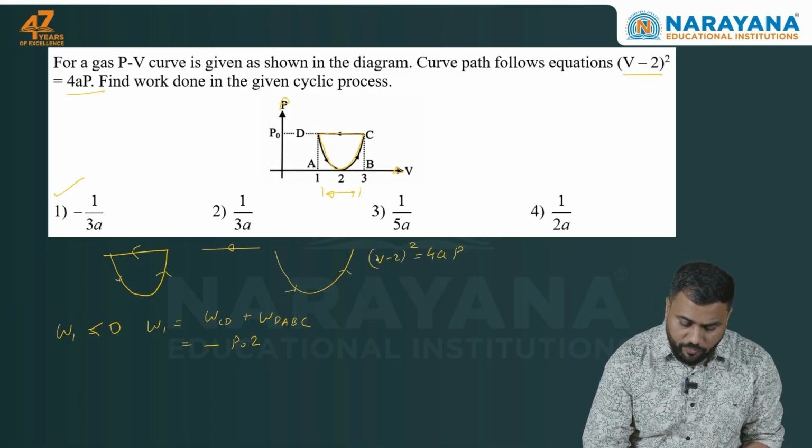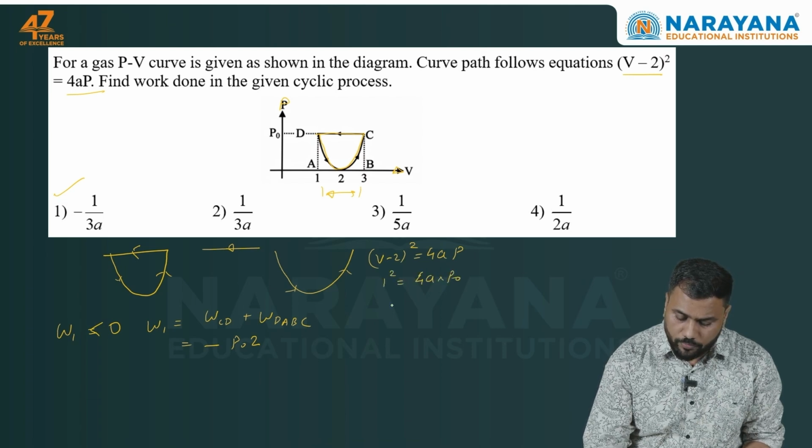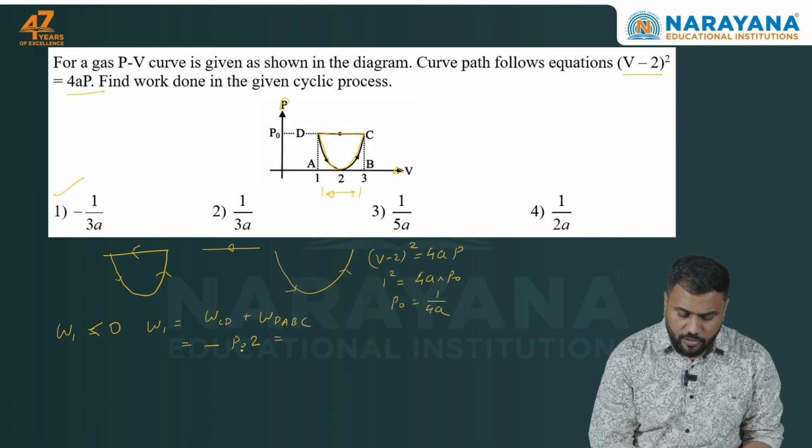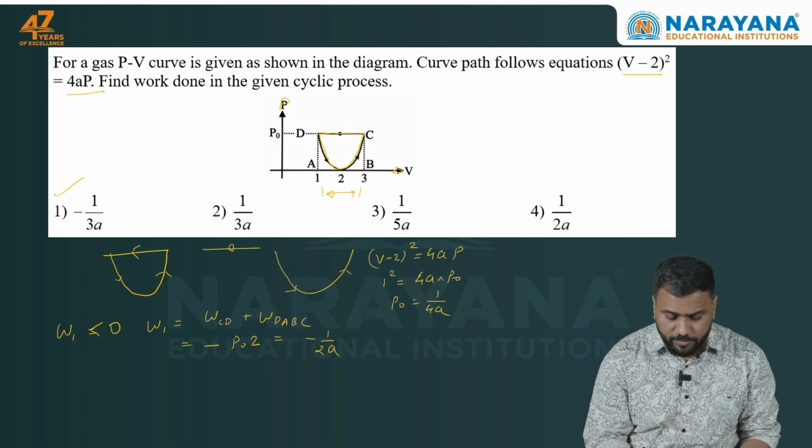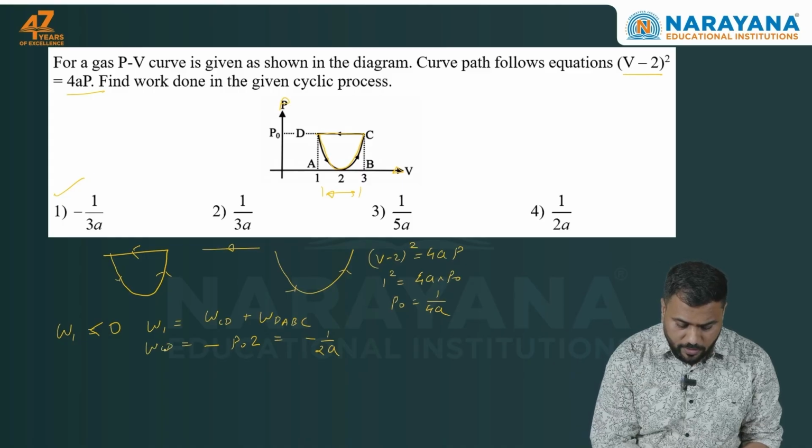So if I just put the volume as 1 or 3, I will get 1 square, which is nothing but 1, equal to 4A into P naught. So P naught is nothing but 1 upon 4A. The value of P naught is also known to me. If I substitute this here, this is 1 upon minus 1 by 2A. This is the work done from CD. This is not the complete work done. This is work done from CD.